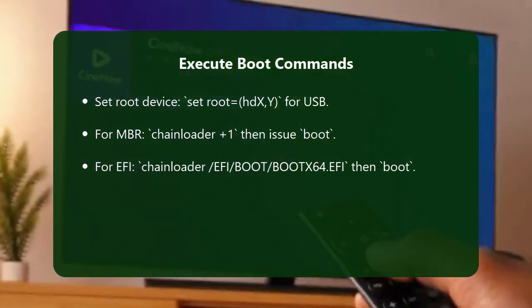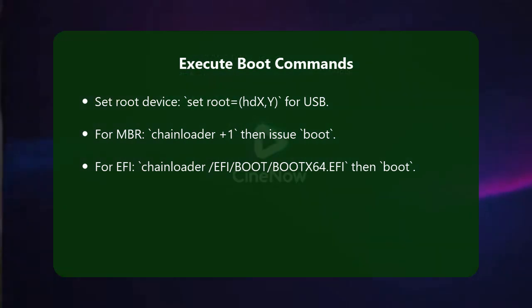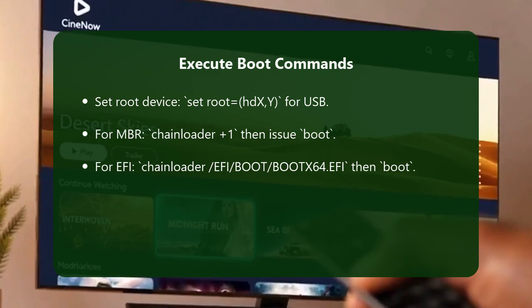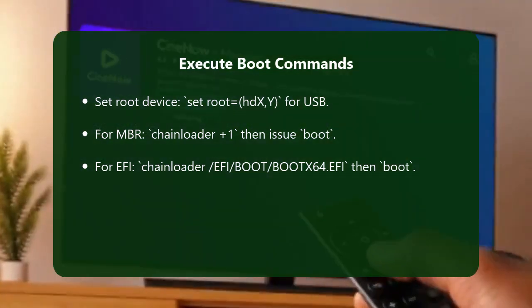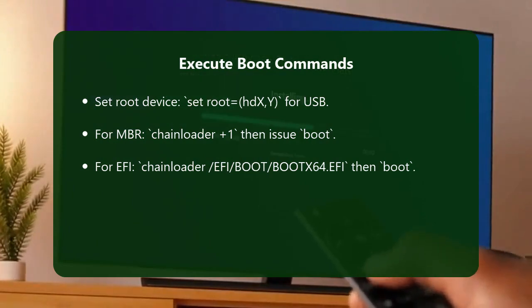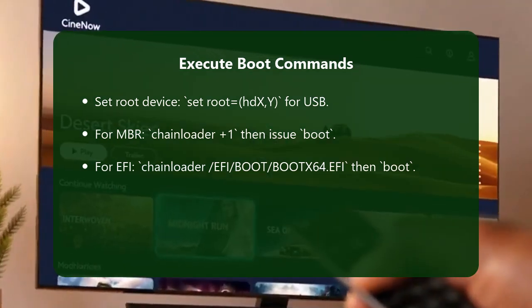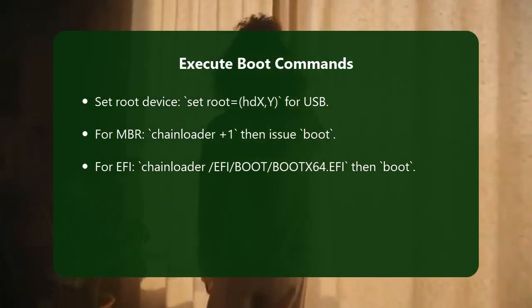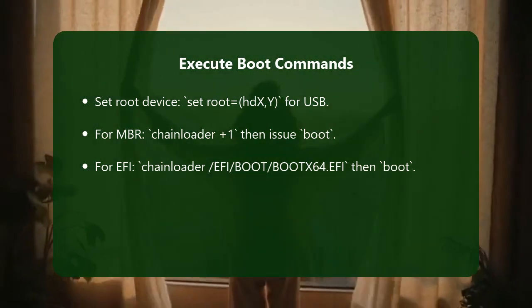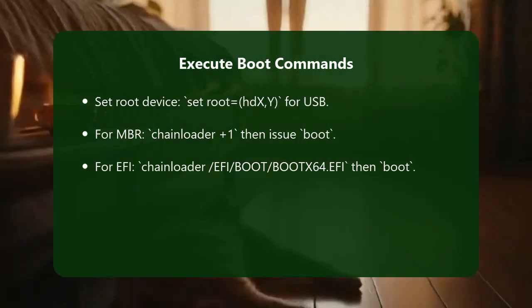For an MBR-based bootable USB, the process is straightforward. First, set the root device to your USB partition using set root=(hdX,Y), replacing X and Y with your identified drive and partition numbers. Then use chainloader +1 to tell GRUB to load the first sector of that partition, which typically contains the USB's boot record. Finally, execute boot to start the boot process.